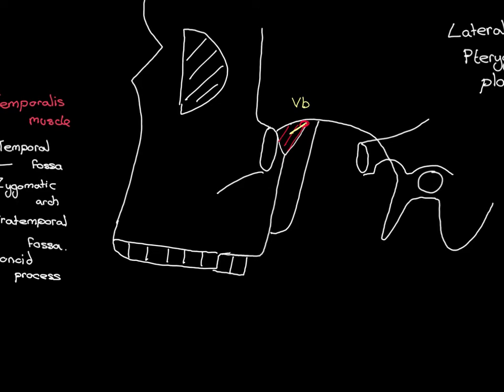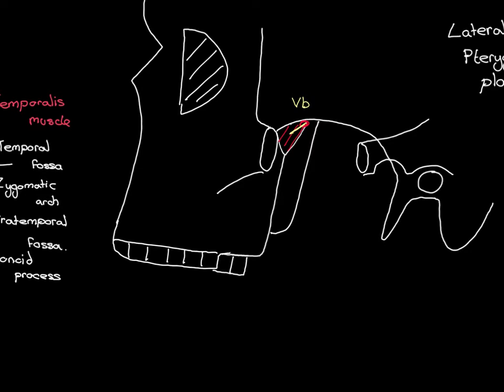Right, so we now want to see the branches of the maxillary nerve. There are two major branches that the maxillary nerve is going to split into, and those are the zygomatic nerve and the infraorbital nerve. So let me show these. Now, I should be careful here. It's not going to divide into two, and then you're going to have the zygomatic nerve and the infraorbital nerve.